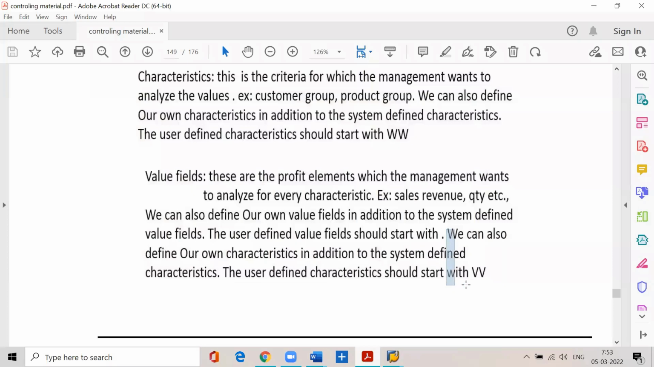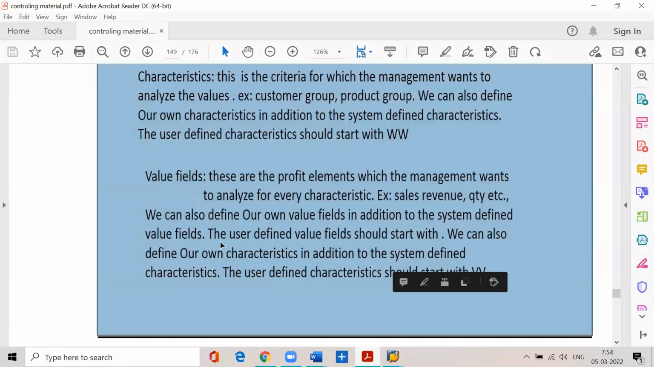Now you strike off these three sentences. After that, you strike off these three lines. By mistake, I have repeated them. The user-defined value fields should start with VV, and the user-defined characteristics should start with WW.